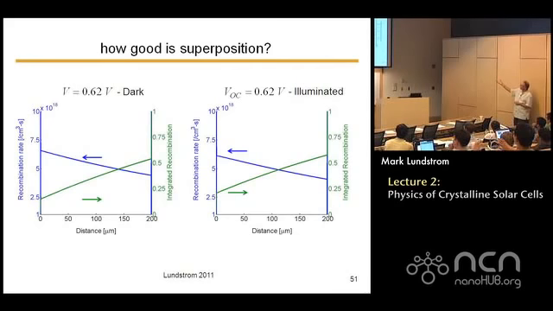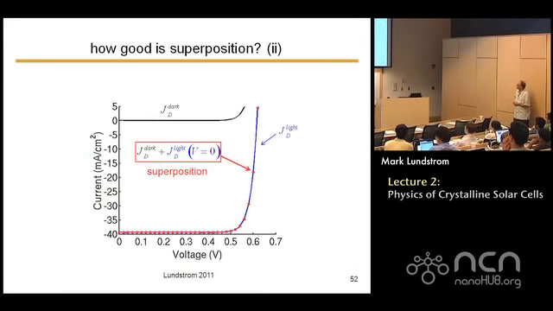So I can run the simulation under illuminated conditions, and on the right there I'm seeing what the total recombination looks like under illuminated conditions. On the left, what you're seeing is what the total recombination looks like in the dark at the same voltage. And you can see that they're reasonably close. So it looks like that approximation might work.